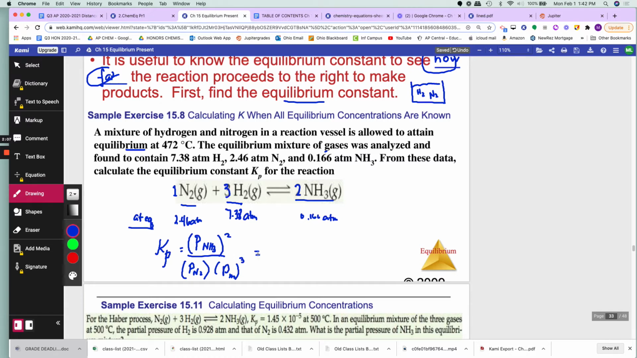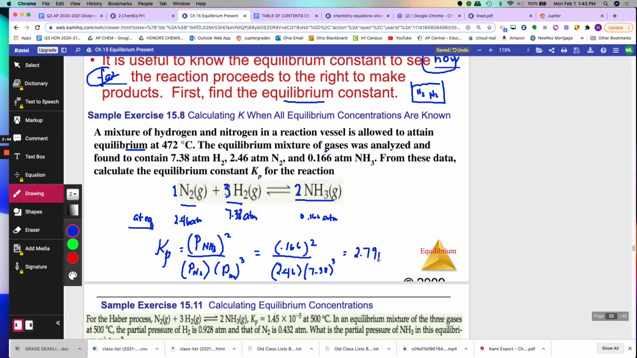Okay, since you're at equilibrium, all you have to do is to plug in the numbers. So pressure of NH3 is 0.166 to the power of 2 over N2 is 2.46 to the power of 1, and 7.38 to the power of 3. Okay, go ahead and pause the video and get the answer. Okay, so when you plug that in, you should have gotten 2.79 E to the negative 5.